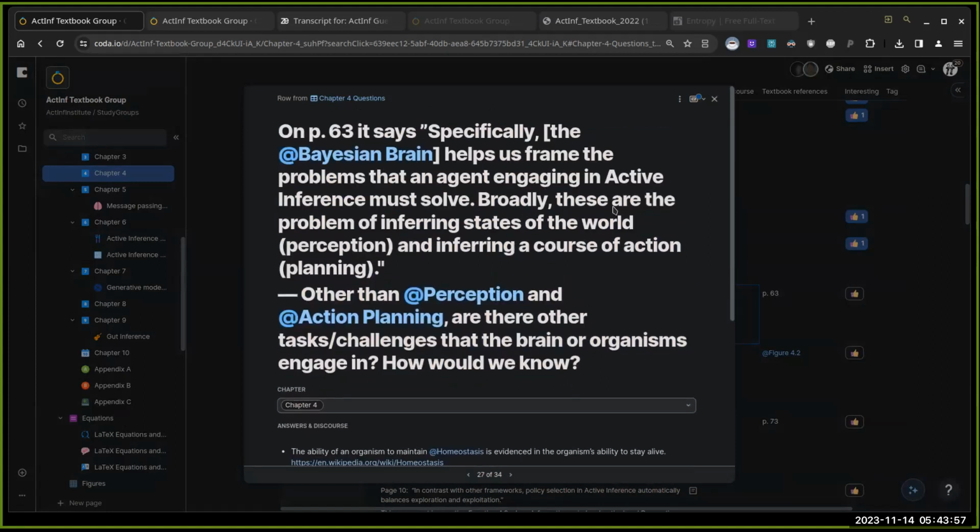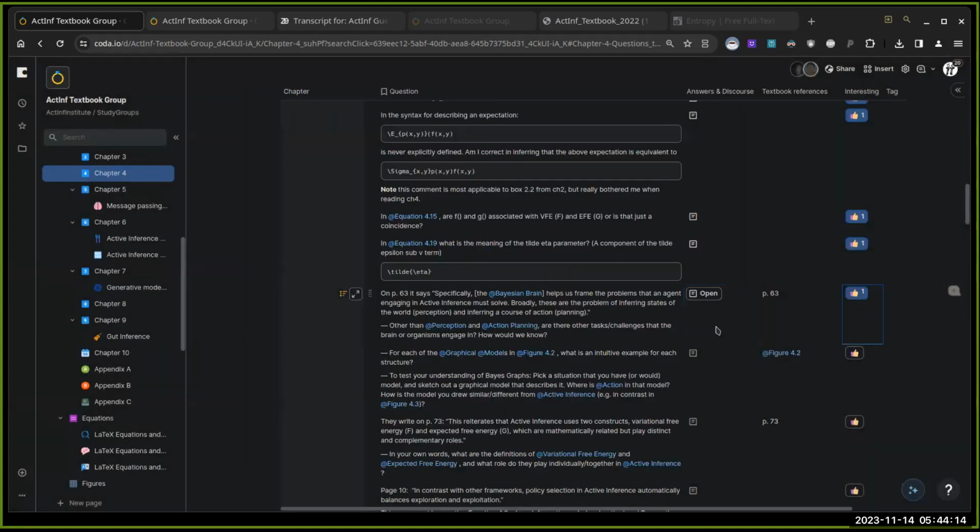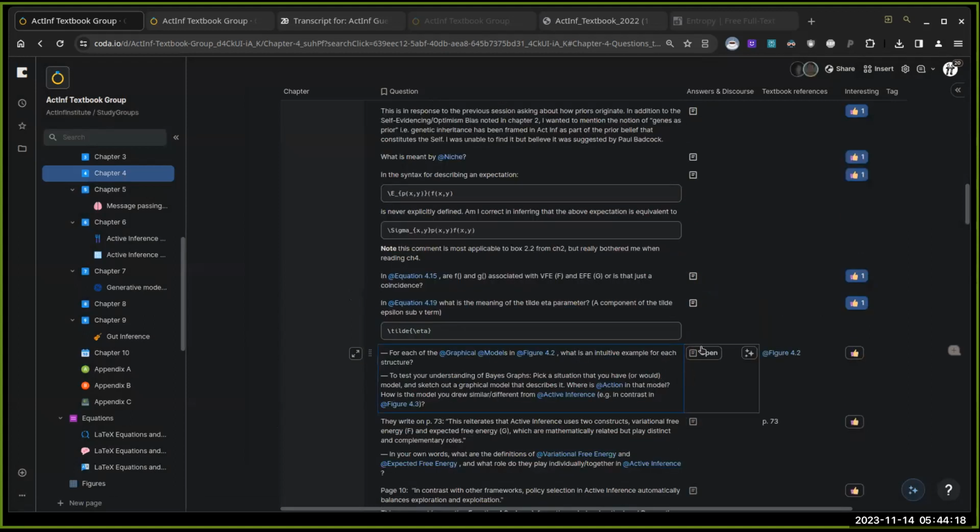It just depends what kind of agent you're trying to model. So it's a little bit too general to talk about all agents. But are there tasks or challenges that the brain or organisms engage in? That just remains to be seen by somebody who wants to list out those phenomena.